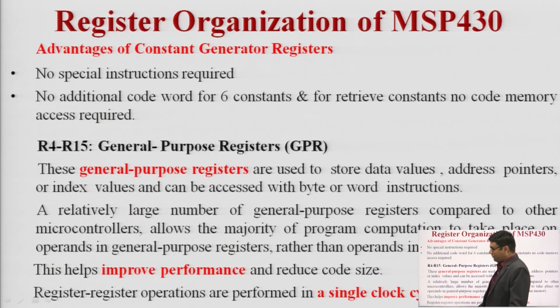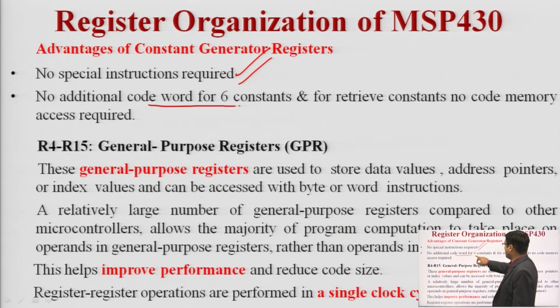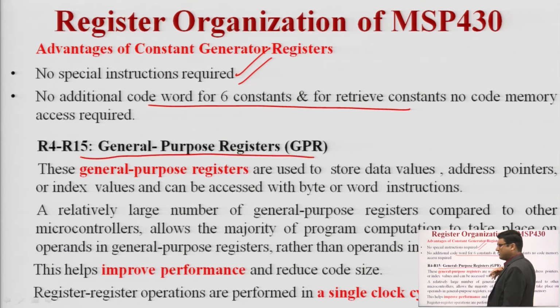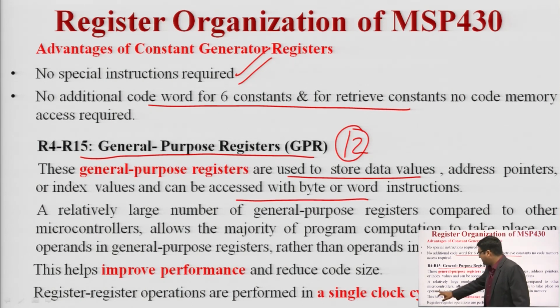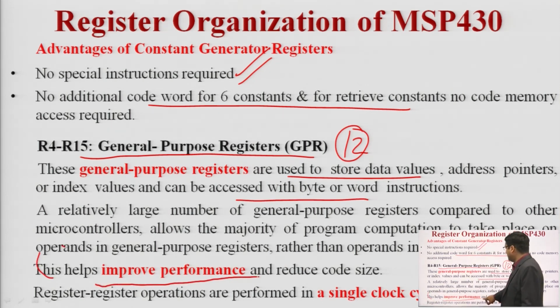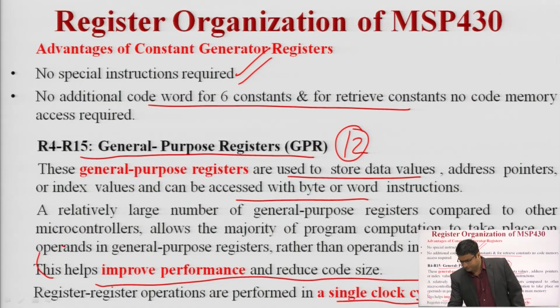Okay. So what is the advantage of the constant generator? No special instructions are required, it can be accessed easily, and no additional code is required to retrieve it, as well as for pushing the contents into the stack. And the general purpose registers, we can say that there are 12 general purpose registers, basically used for general purposes, they do not have any particular value. So this will be used to improve the performance of the system, and the whole system is connected with a single clock cycle. Okay.